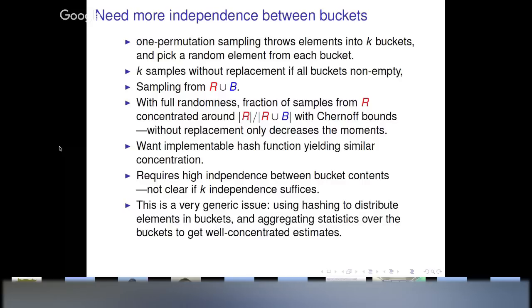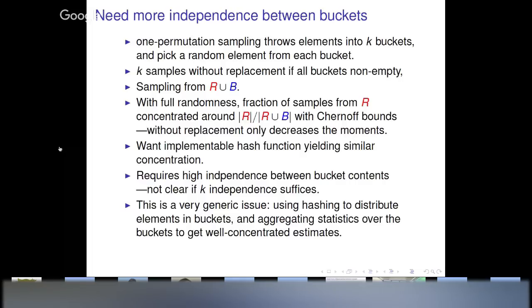And I want to talk about it more generally because this is a very generic issue. You want to throw balls into bins, and you want to do statistics on each bin, and then we want to be able to aggregate these statistics and get concentration as if it was independent. That's the same thing as Flajolet did many, many years earlier to count the number of distinct elements. He basically said, who is smallest in each bucket? Looked at that value, and then he did a very complicated function and used that to make a conclusion.